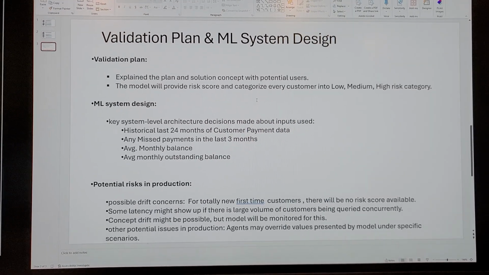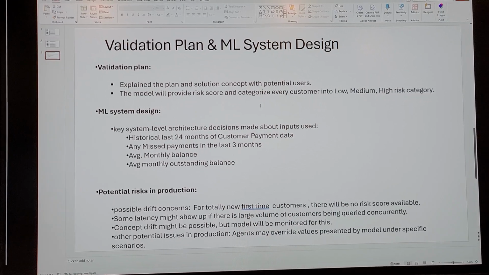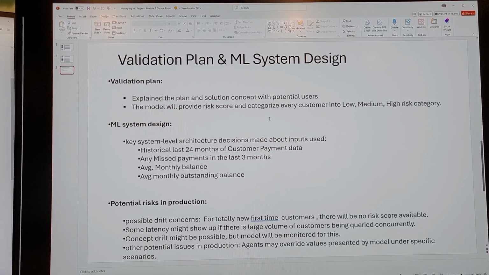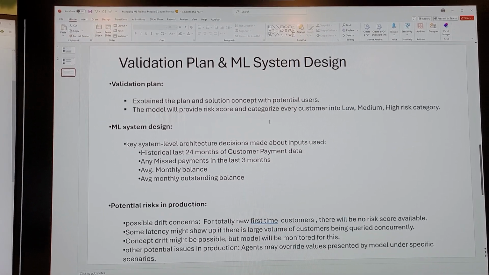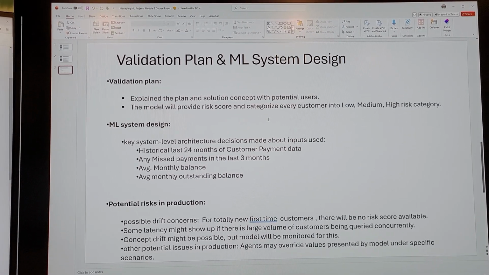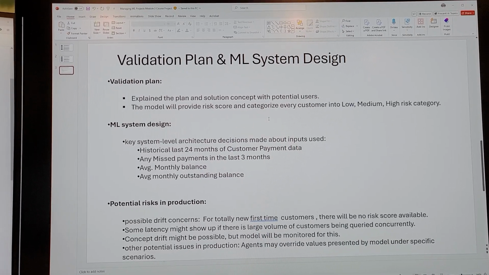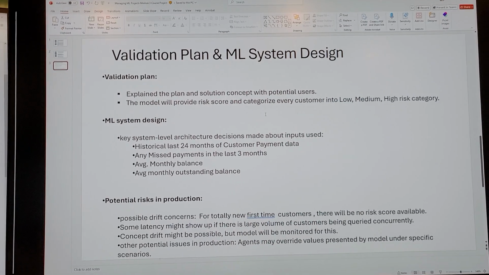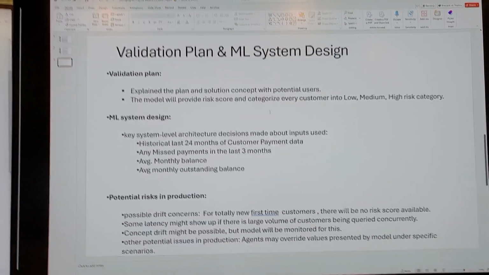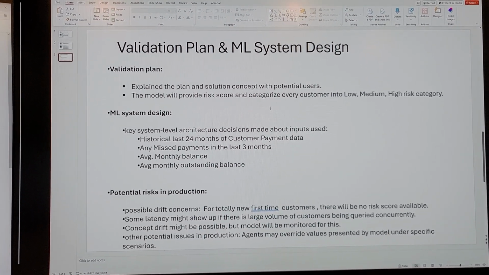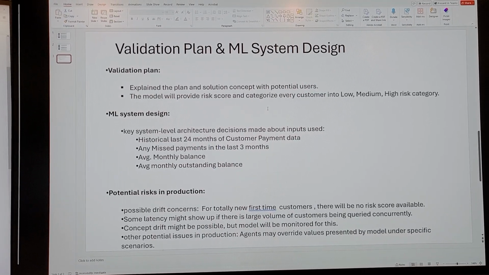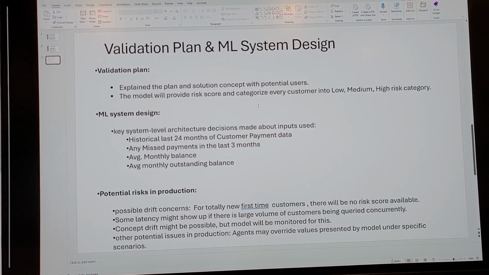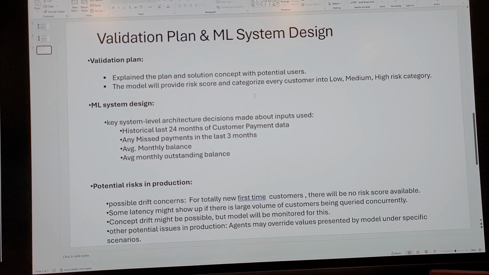So moving on to the validation plan and the system design. The validation plan will be explained to the potential users, and the customer scores will be categorized into low, medium, high risk categories. Design wise, we would explain the architectural decisions around the inputs. We would use the last 2 years' worth of historical customer payment data, look at any missed payments in the last 90 days, 3 months, average monthly balance, and average monthly outstanding balance. Those are the things that would be considered in the architecture of the model.